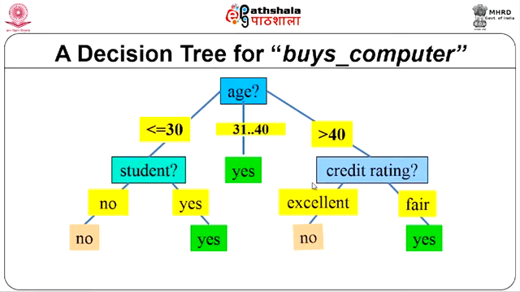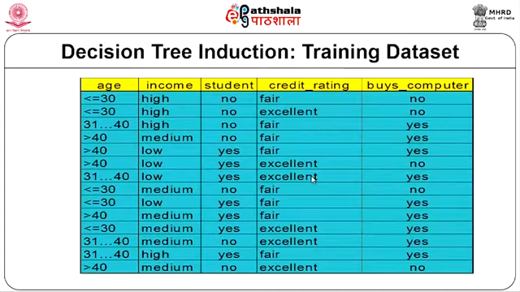So, age is less than or equal to, now there are only 3 values that age can take in the test decision: less than or equal to 30, 31 to 40, and greater than 40. Then, if the age is 31 to 40, you do not have to do any testing. Let us just go back to this example. If it is 31 to 40, high, no, fair, that is the 3rd row, the answer is yes. Now, 31 to 40, low, yes, excellent, yes. Then 31 to 40 again, medium, no, excellent, yes. 31 to 40, high, yes, fair, the answer is yes.